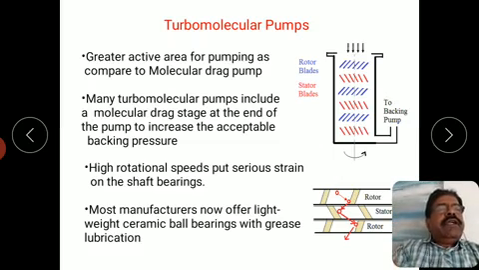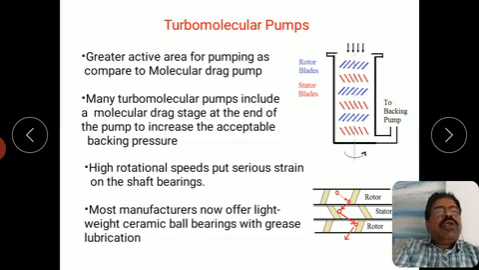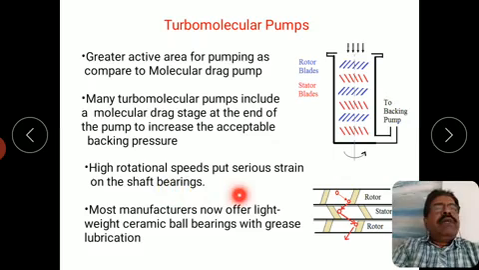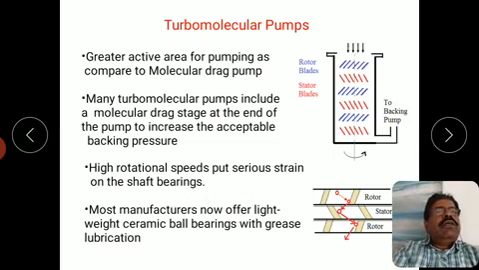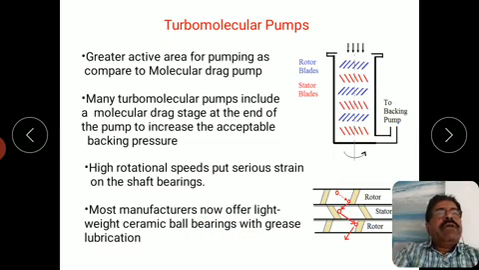Now one difficulty is there, since in a turbomolecular pump the rotor blades are rotated with a very high velocity. So high rotational speed puts a lot of strain on the shaft bearings here. So a lot of wear and tear is involved, and a lot of heat will be generated. So care should be taken here. Most of the manufacturers now offer lightweight ceramic ball bearings with grease lubrication.